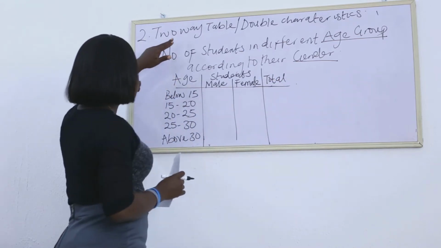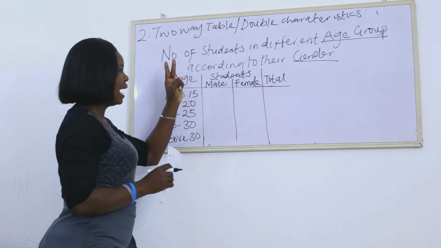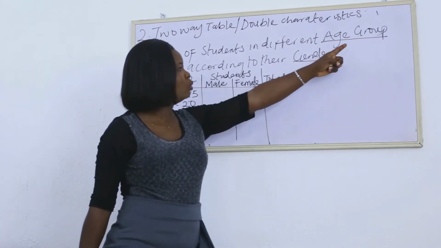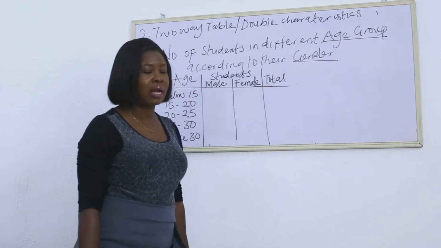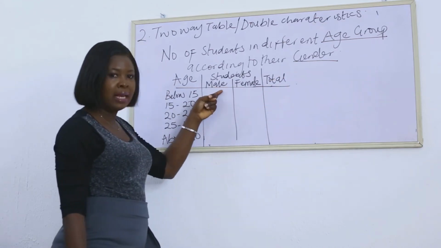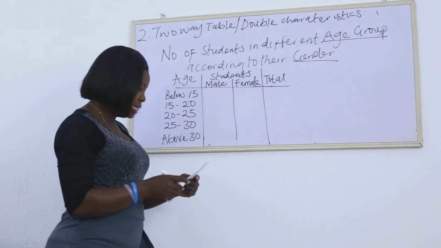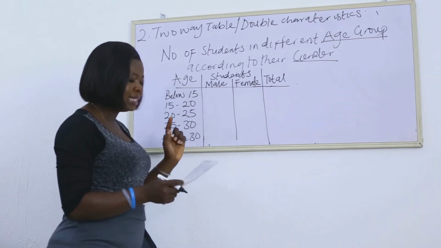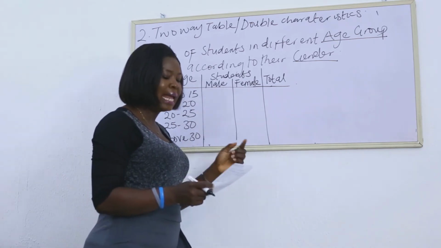So like I said, two-way table or a double characteristics. As shown, two characteristics. The first characteristic we are showing is their age group, and the second characteristic we are showing is the gender. And gender can either be male or female.